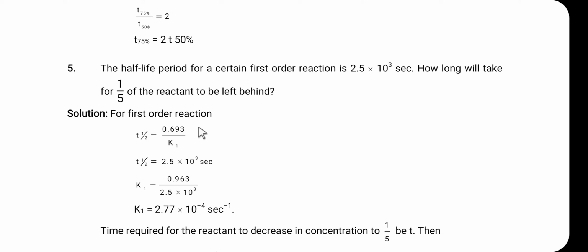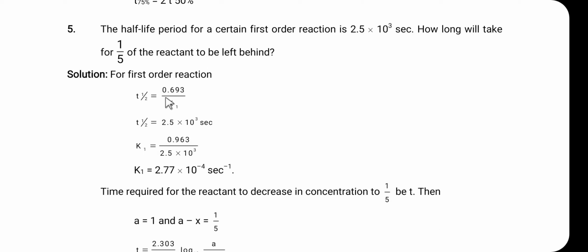Then next numerical, the half-life period for a certain first order reaction is 2.5 into 10 raised to 3 seconds. That means here the half-life period for the first order reaction is given. How long will it take for 1/5 of the reactant to be left behind? Again it is a two-step problem. In the first step, the half-life period is given, and from the half-life period we have to find out the velocity constant for the first order reaction.